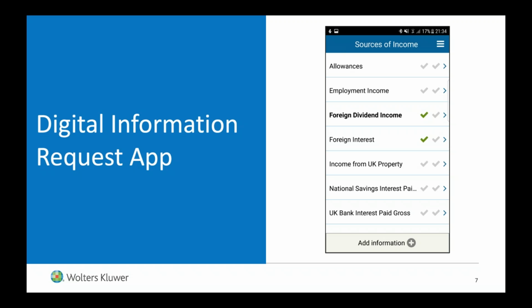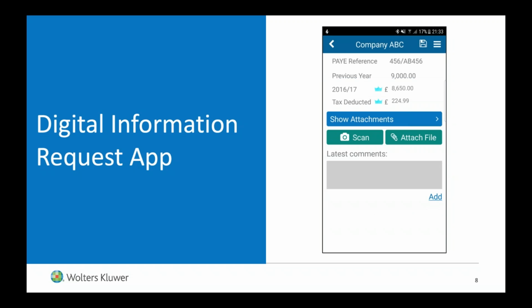We've now gone one step further to actually produce an app that your clients can download. You would request the information from the app. It would show them the sources of income from last year's tax return and then prompt them to either enter the information relevant for this year or confirm the data. You'll see actually on this particular screenshot, the two figures that we have there, the 8650 and the 22499, they've got a little crown, and that tells your client, and obviously tells you, that that information again is part of the DTA that's come from HMRC themselves.